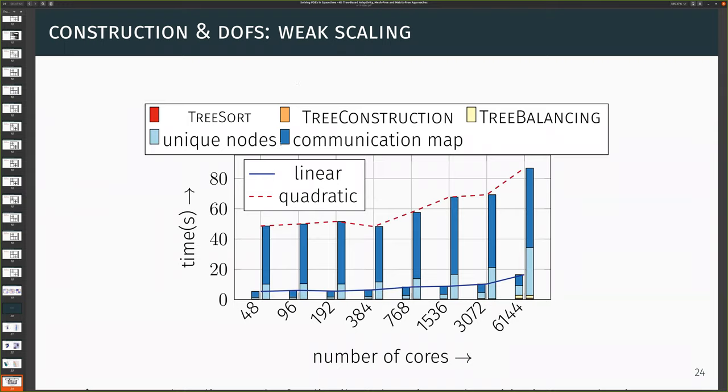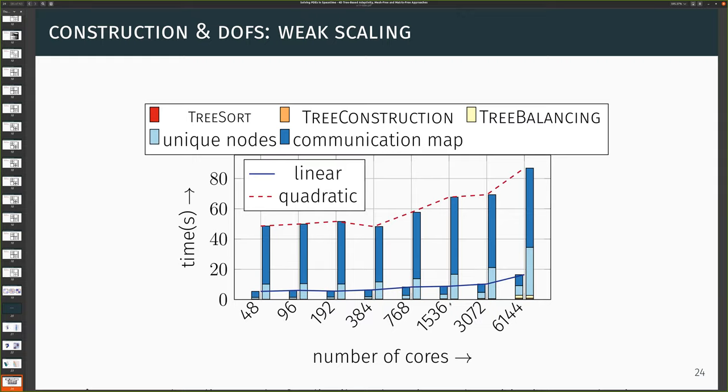So this is called 2-to-1 balancing. And the unique nodes step is basically what I explained as computing the independent nodes. And the communication map is basically, for each processor, we mark the nodes that the processor will need to send to other processors so that they can compute the elements that are shared between processor boundaries. So you can see the tree sort, tree construction, and tree balancing are not very expensive, but the computation of the unique nodes and the communication map is.